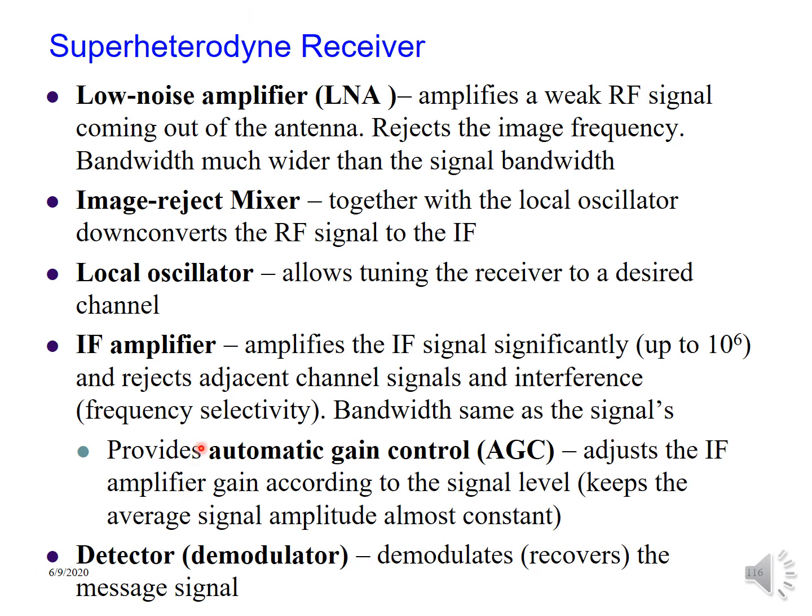Alright, so the automatic gain control, AGC, will adjust the IF amplifier gain, or increase the gain, according to the signal level. So this will keep the average signal amplitude almost constant. That means we make sure the amplitude can be read at a certain IF frequency, right? And then the demodulator will demodulate or recover the message signal.